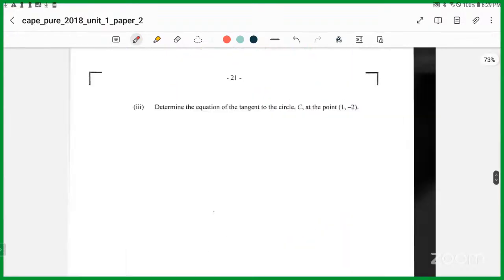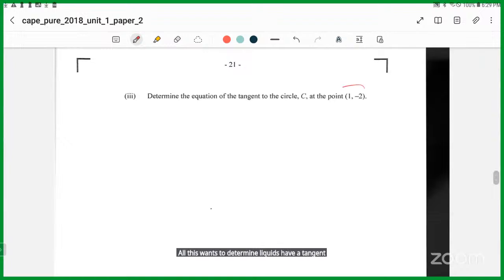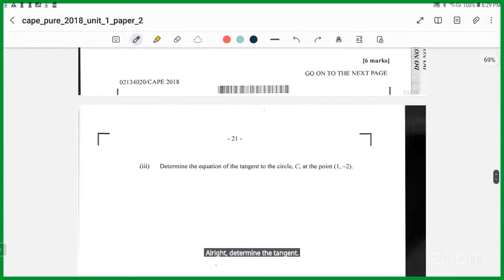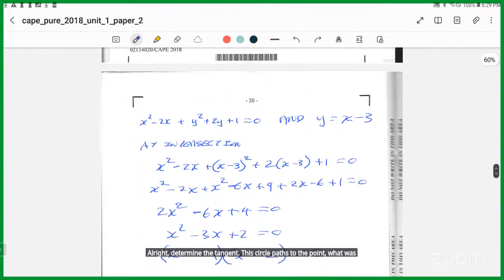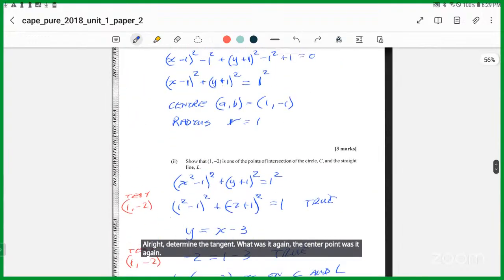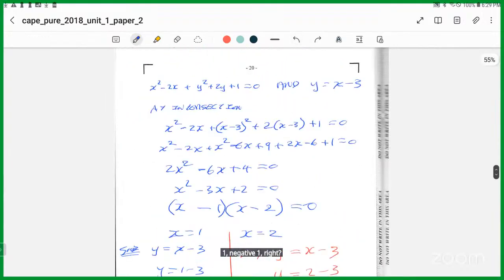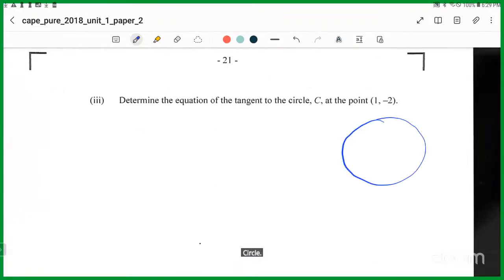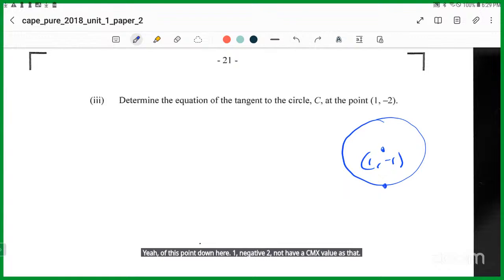Oh, this one said determine the equation of a tangent to the circle at this point. Alright, determine the tangent at that point. This circle passes through the point. What was it again? The center point was what again? 1, negative 1, right? Center point is 1, negative 1. You have this point down here, 1, negative 2. Note it has the same x value as that. So right below it. Be mindful of that. The x value is the same.